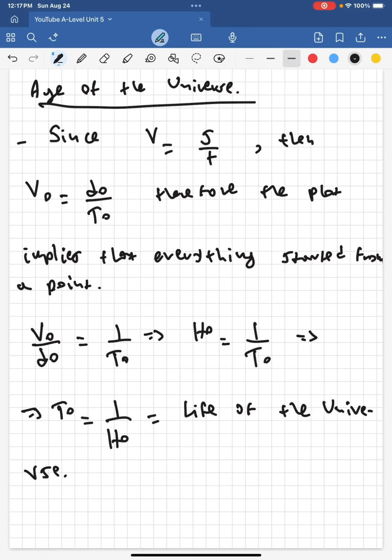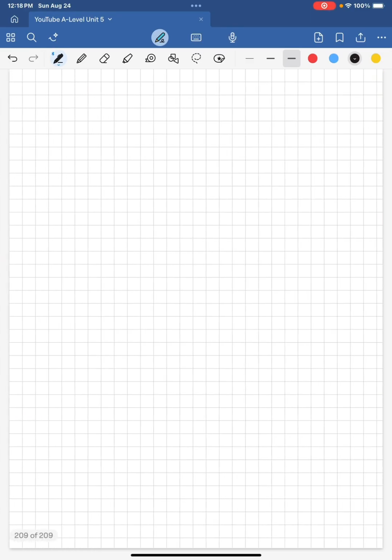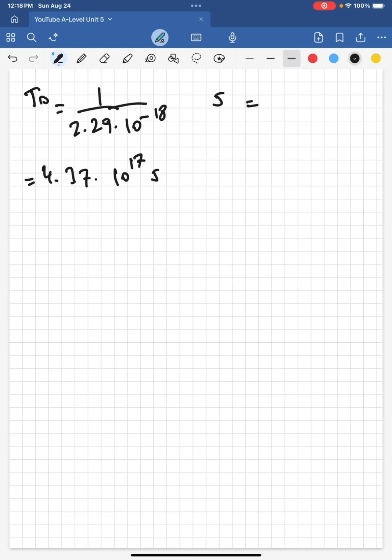Okay, so the inverse of the slope is simply the life of the universe, just because everything started from the same point, and velocity is distance per time, okay? So t naught, the life of the universe, is 1 over 2.29 times 10 to the negative 18 seconds to the minus 1, which becomes seconds because it goes in the numerator. So this is 4.37 times 10 to the 17 seconds, which is 13.85 billion years for the age of the universe. It's actually a little bit higher than that.